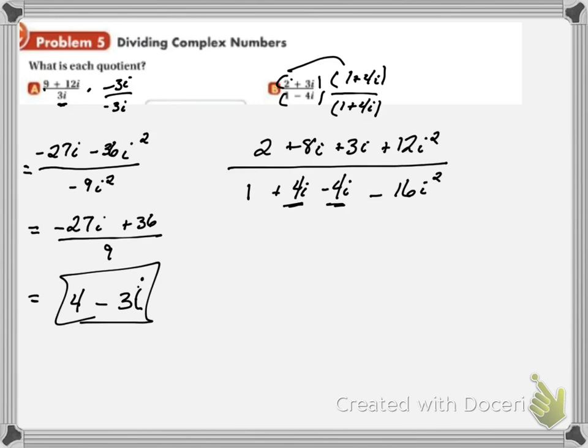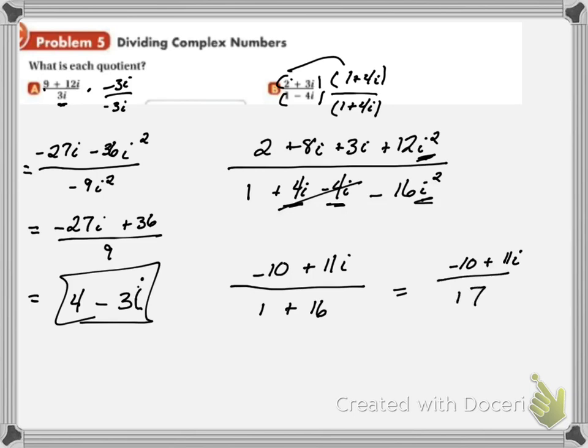Top, combine like terms. Remember, i squared is negative 1, so that just becomes a negative 12. So you get 2 minus 12. 2 minus 12 is going to be negative 10. 8i plus 3i is 11i. Over, now, 4i minus 4i is gone. It's the whole reason that you end up with 1 plus 16 on the bottom. Why? Because, again, i squared is negative 1, so it changes the sign. Which gives me negative 10 plus 11i over 17. There's nowhere else to reduce that, so I'm going to leave it like that.